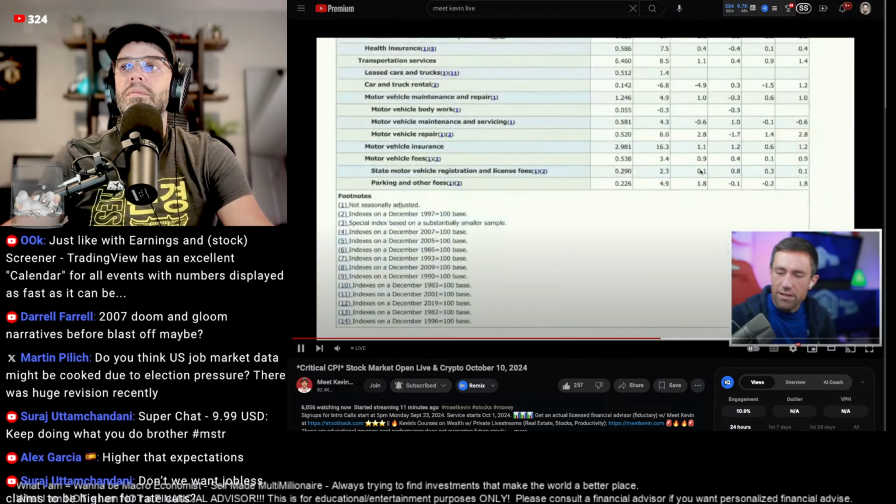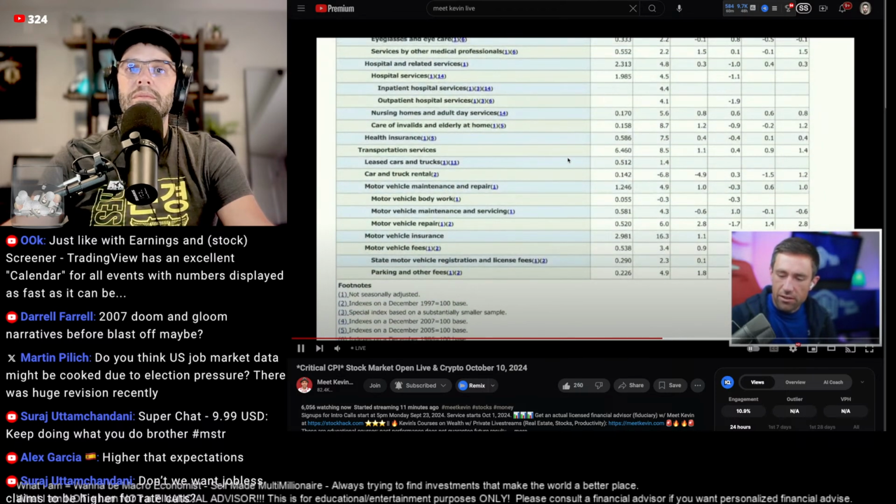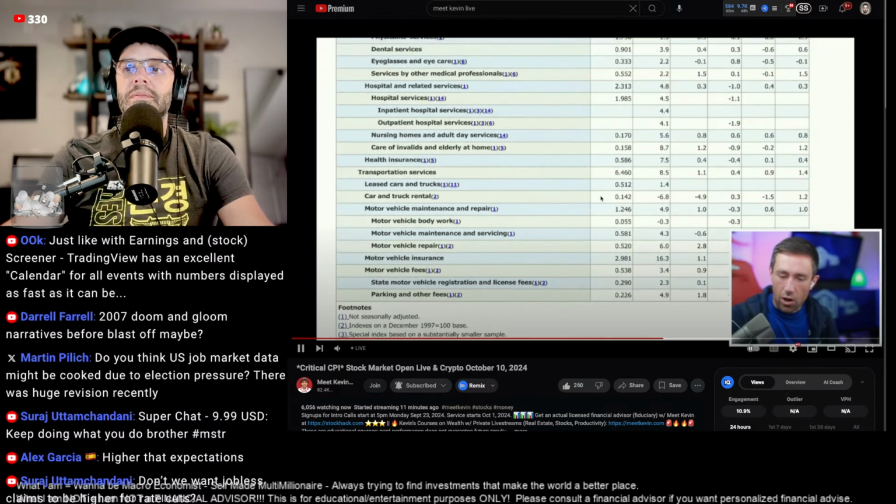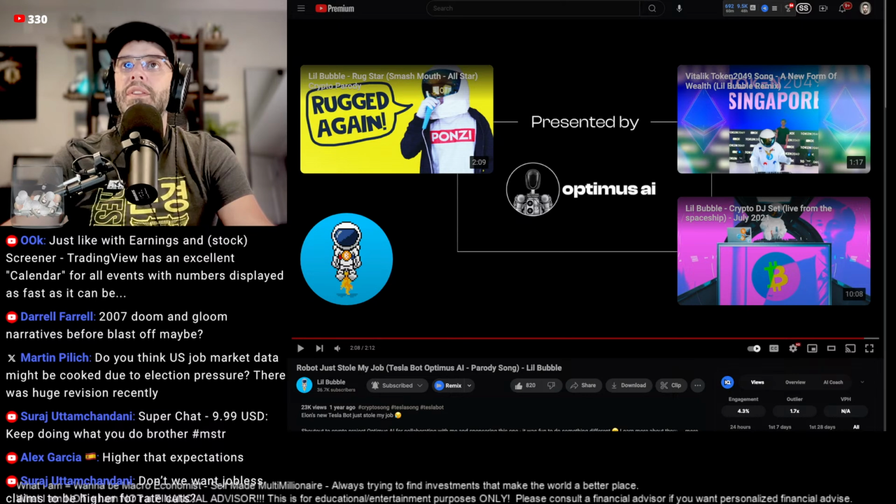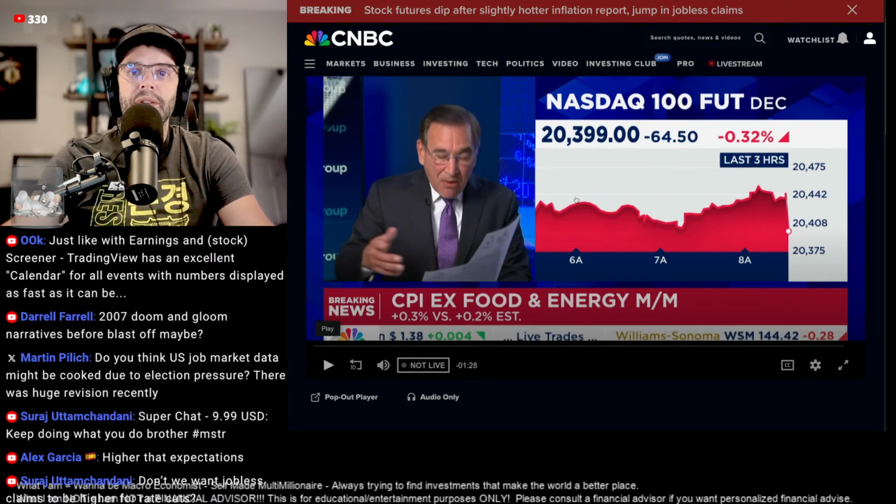Parking and other fees? Are you serious? Jeez, motor vehicle fees, like parking and tolls, basically. Okay, car and truck rental at 1.2. Transportation. Yeah, there's probably a lot of noise in this report, but we'll hop over to that in a second. Let's just hop over. I want to give Rick and the rest of these guys a chance to finish up. And then I'm probably going to be looking at other stuff here too.